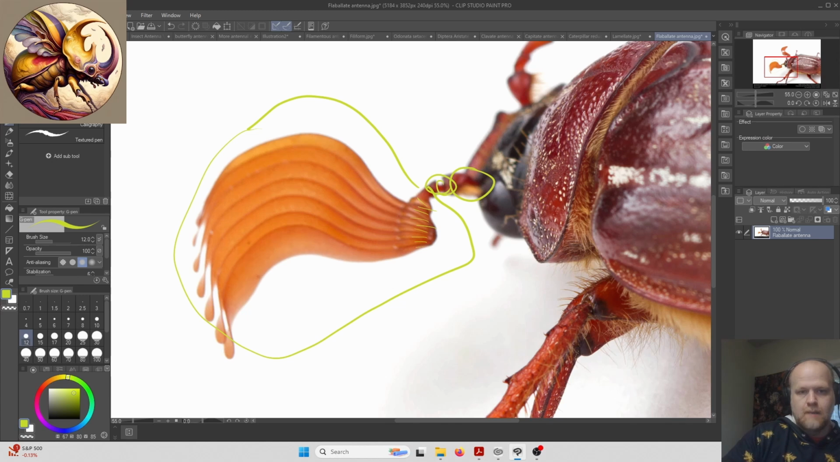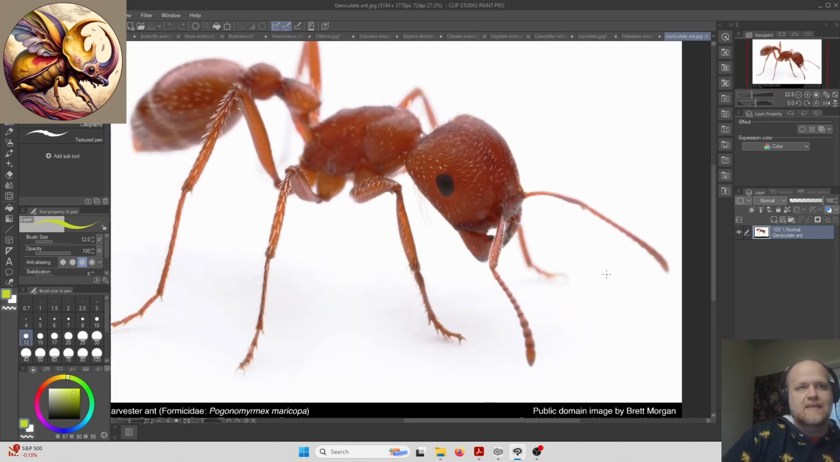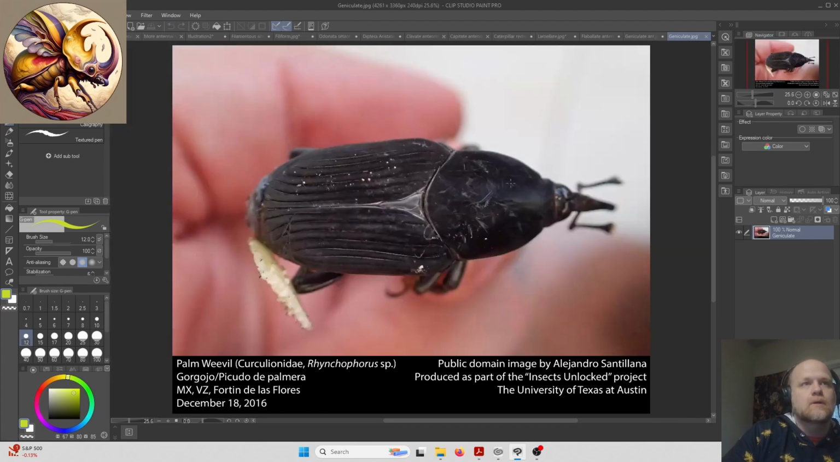What else? The geniculate antenna, if I can find my good example. I have 2 examples. So this is everyone's favorite friend, an ant. And geniculate means elbowed. So the ant's antenna is pretty much always at a 90-degree angle. And there is one other very common group of insects that have that same thing, and it's a beetle called the curculionids. And they also have a 90-degree antenna.